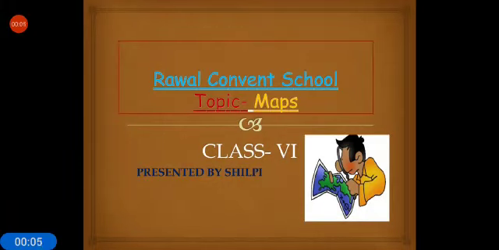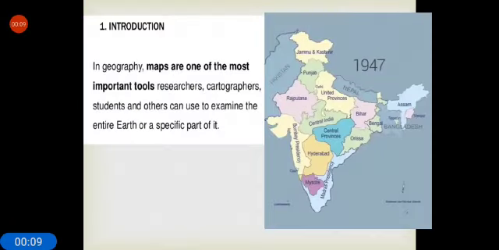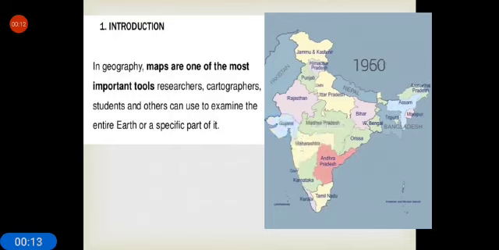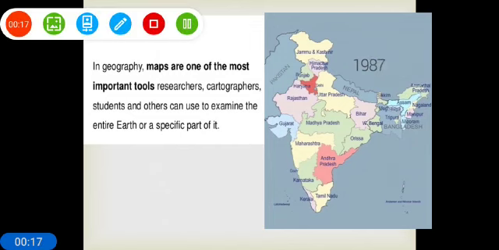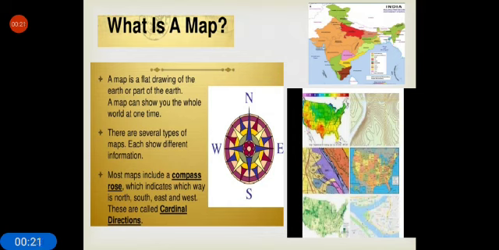Today for class 6 we are here with another amazing topic, that is maps. Let's begin. In geography, maps are one of the most important tools researchers, cartographers, students and others can use to examine the entire earth or a specific part of it. What is a map? A map is a flat drawing of the earth or part of the earth.